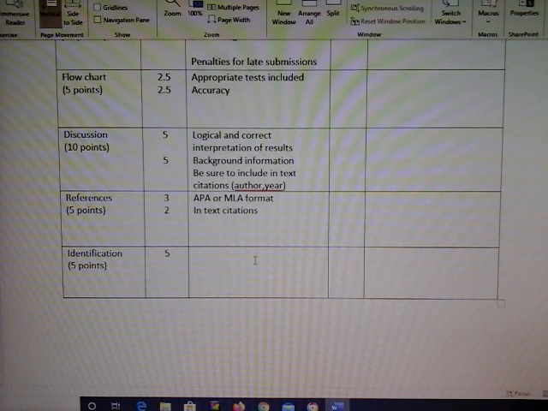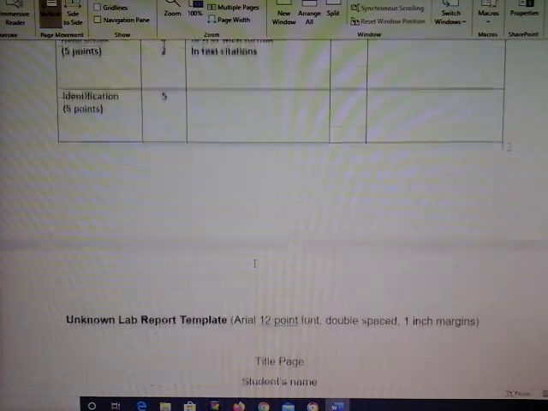Then the identification of the unknown, guys, is only worth 5 points of this project, so you can still get an A even if you get it wrong. Please keep that in mind. Again, keep taking those deep breaths. You can get through it.